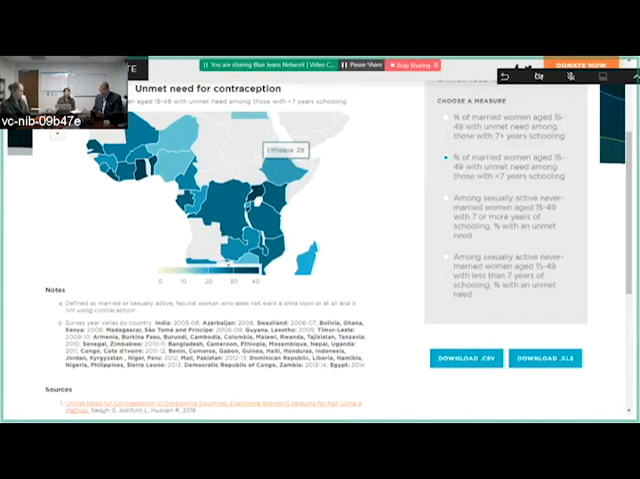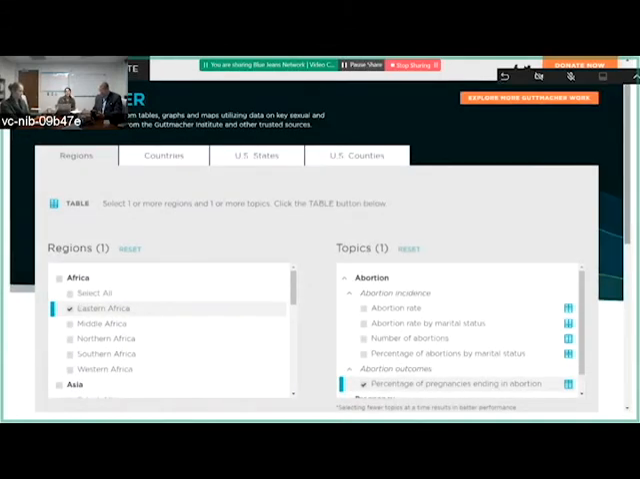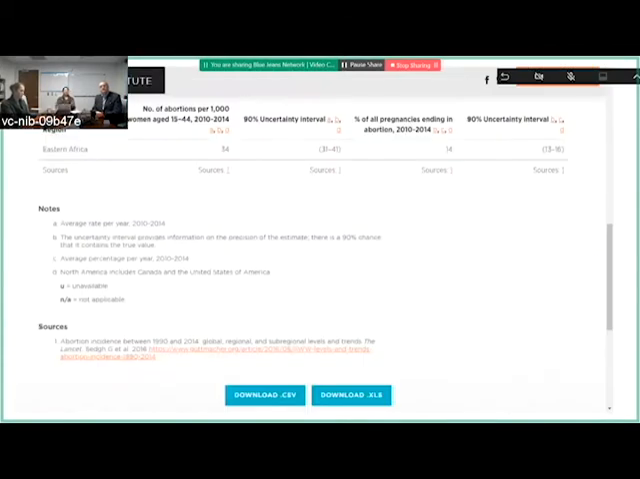Moving very, very quickly forward here, I'm going to Eastern Africa as a sub-region of Africa. I wanted to look at abortion rate, but then I was also interested in the percentage of pregnancies ending in abortion too. So I chose both of those. And then I went ahead and clicked on table, and here's my table.